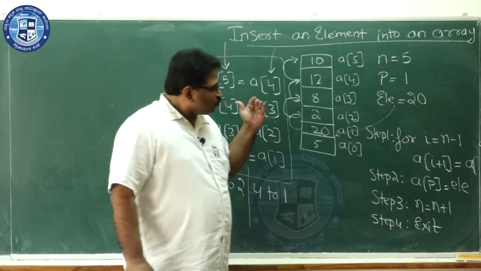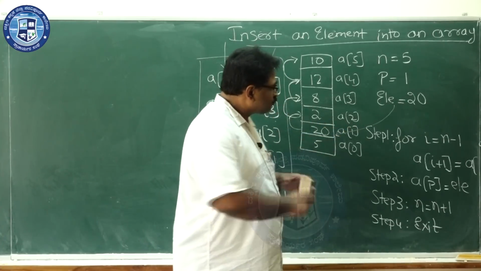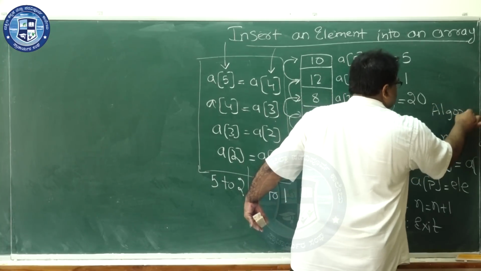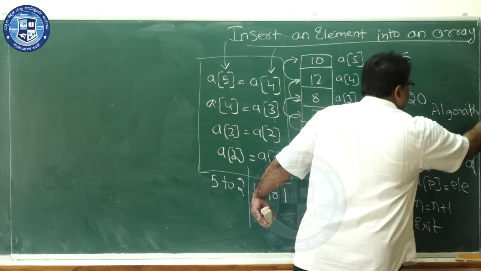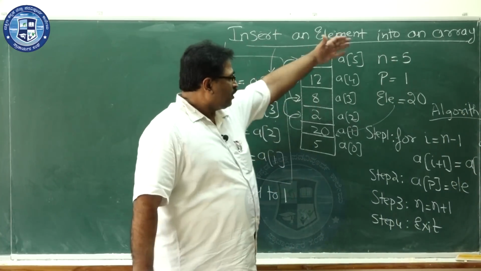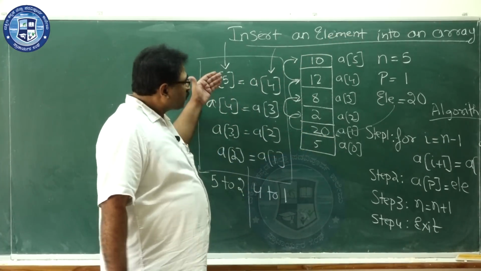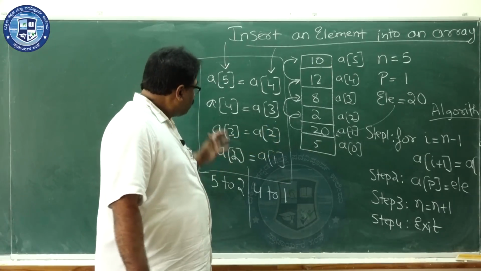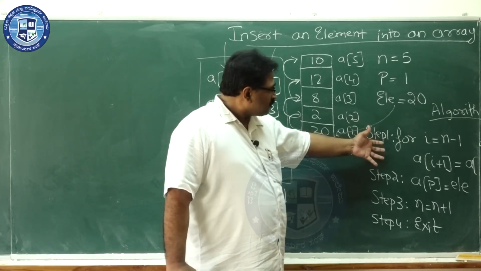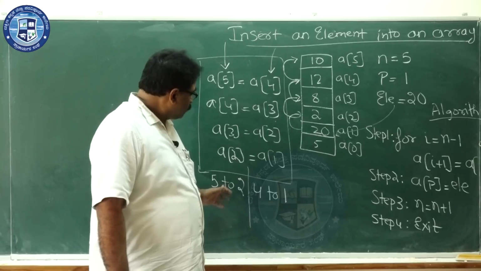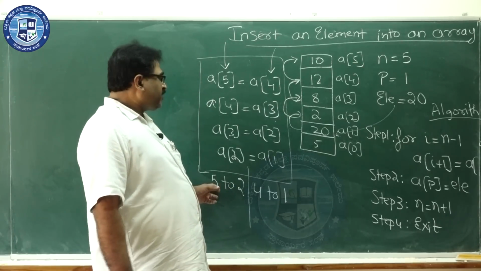So I just want you to go through the algorithm now. This is the algorithm to insert an element into an array. I explained everything, how exactly we need to do this. And please understand, I have taken this algorithm from the example I have set for you. So it becomes much easier.